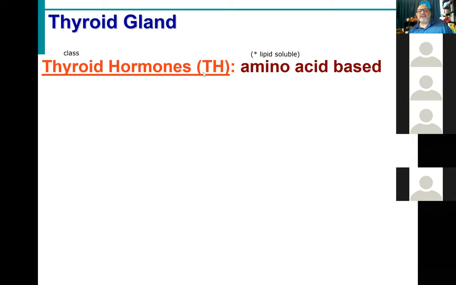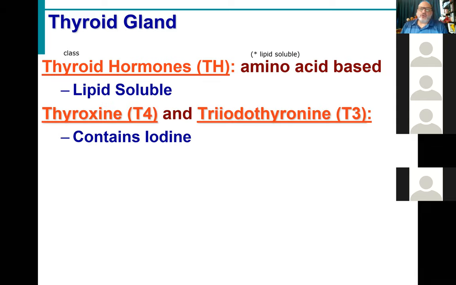But our thyroid hormone is a class of hormones that are, again, lipid soluble. And there are two main specific types. Those two specific types are thyroxine and triiodothyronine. Do you need to know that it's lipid soluble? Yes. Do you need to know the exact mechanism by which it affects the cell? No.